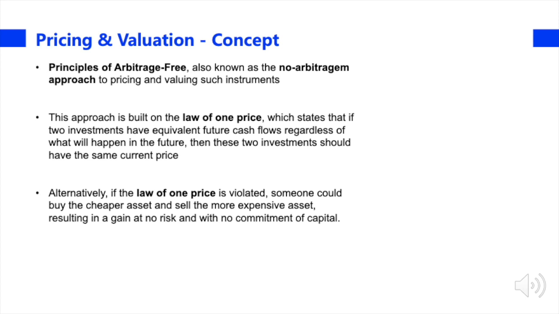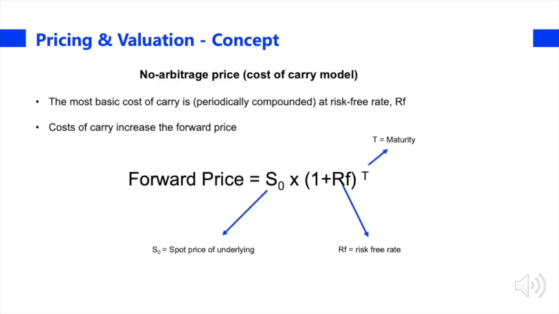This approach is built on the law of one price, which states that if two investments have equivalent future cash flows regardless of what will happen in the future, then these two investments should have the same current price. Alternatively, if the law of one price is violated, someone could buy the cheaper asset and sell it at a more expensive price, resulting in a gain at no risk and with no commitment of capital. That's the concept we will use.